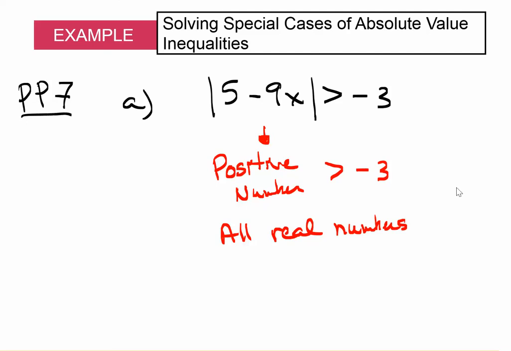So if you have an absolute value that's greater than some kind of negative number, the answer is all real numbers. How do we answer it in interval notation? Well, we'll go from -infinity to positive infinity. Done.